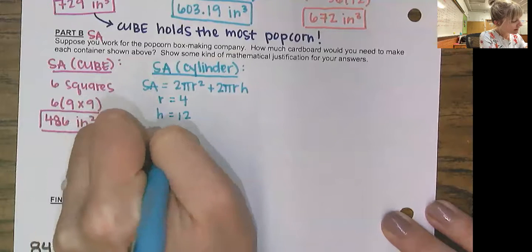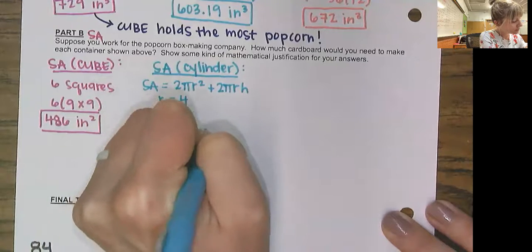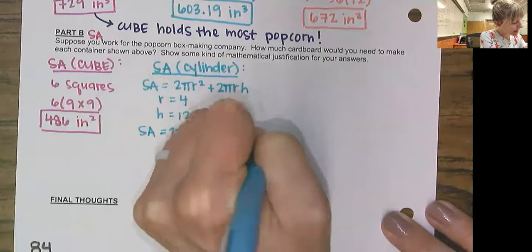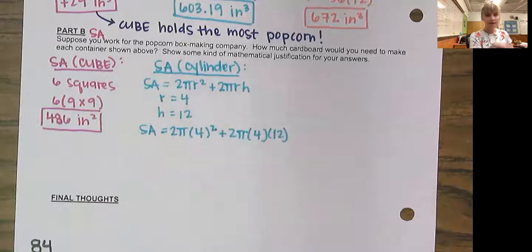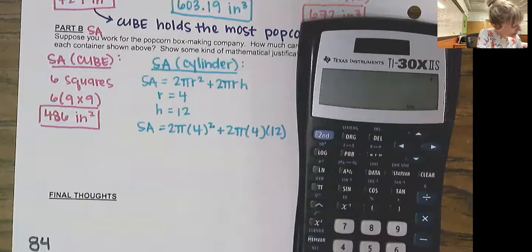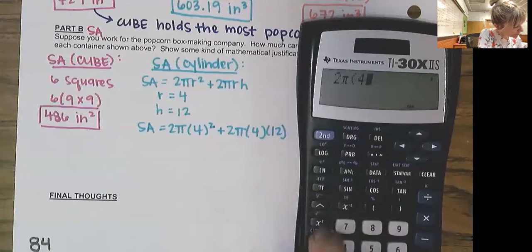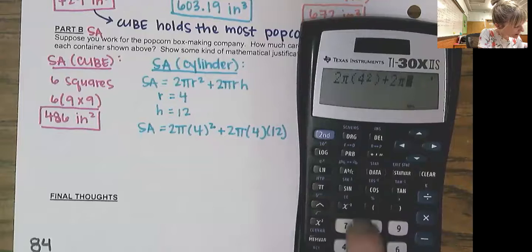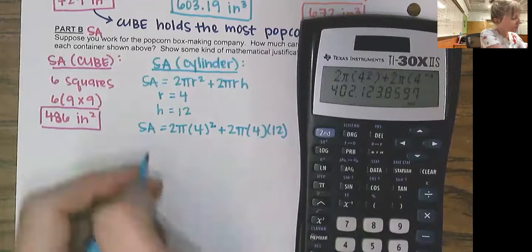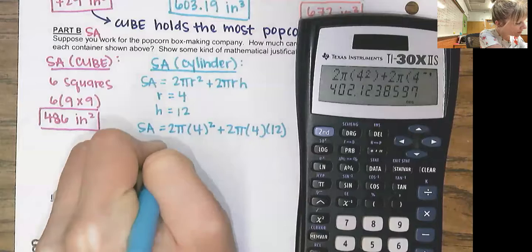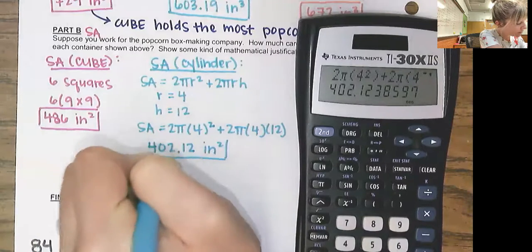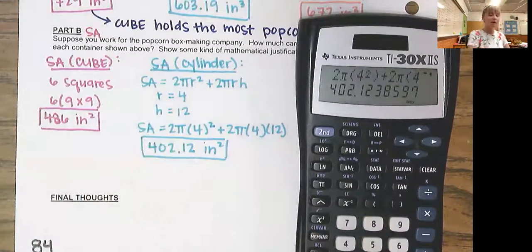Surface area equals 2 pi r squared plus 2 pi r h. Now I've got it all nicely set up because I am a mathematician and I'm going to type it in: 2 pi times 4 squared plus 2 pi times 4 times 12, or just 48 because I know 4 times 12. But the surface area of the cylinder means it would take about 402.12 square inches to make that box.